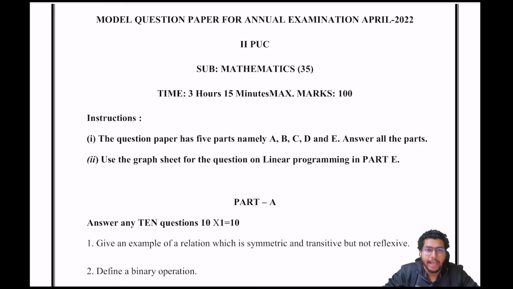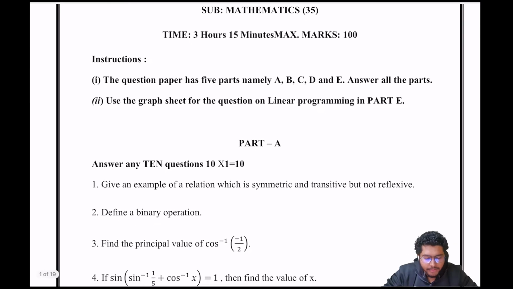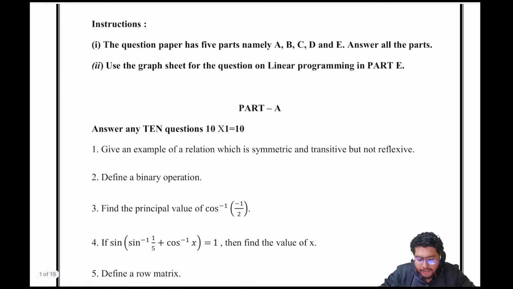Our whole analysis will be based on the model question paper given by the second PU board for the April 2022 session. Now we know it is 3 hours 15 minutes and 100 marks. We have 5 sections: A, B, C, D and E. The first section is part A, and we have 1 markers.